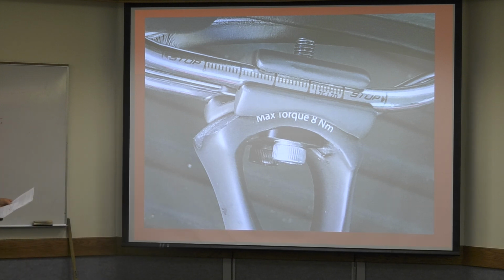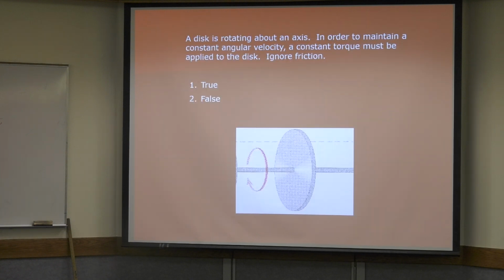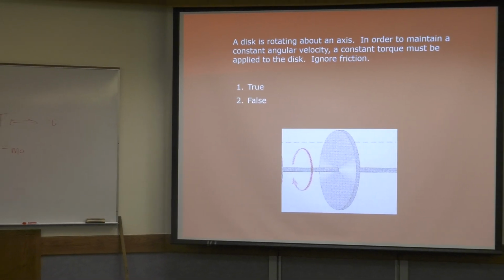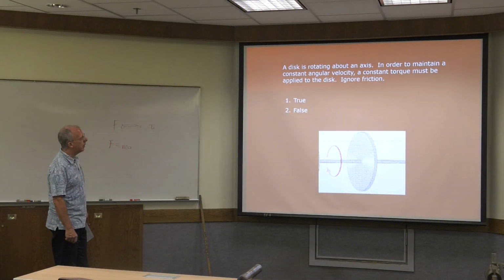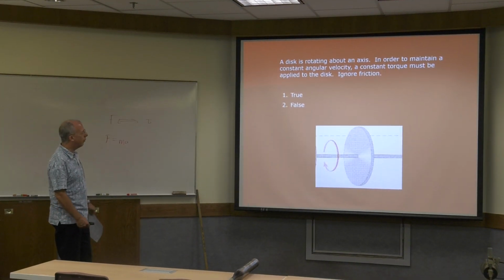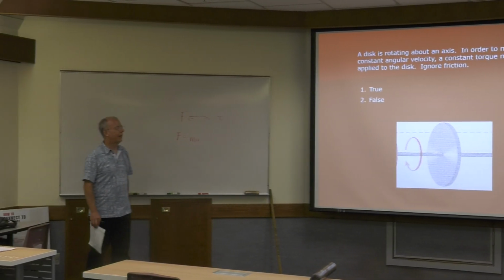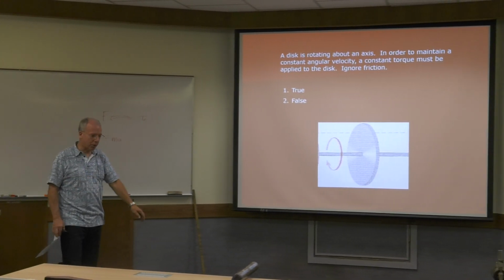Here's a question for you. A disk is rotating about an axis. In order to maintain a constant angular velocity, a constant torque must be applied to the disk. Ignore friction. I'm going to give you a hint. Here's your hint. Pause your video and answer the question, please.